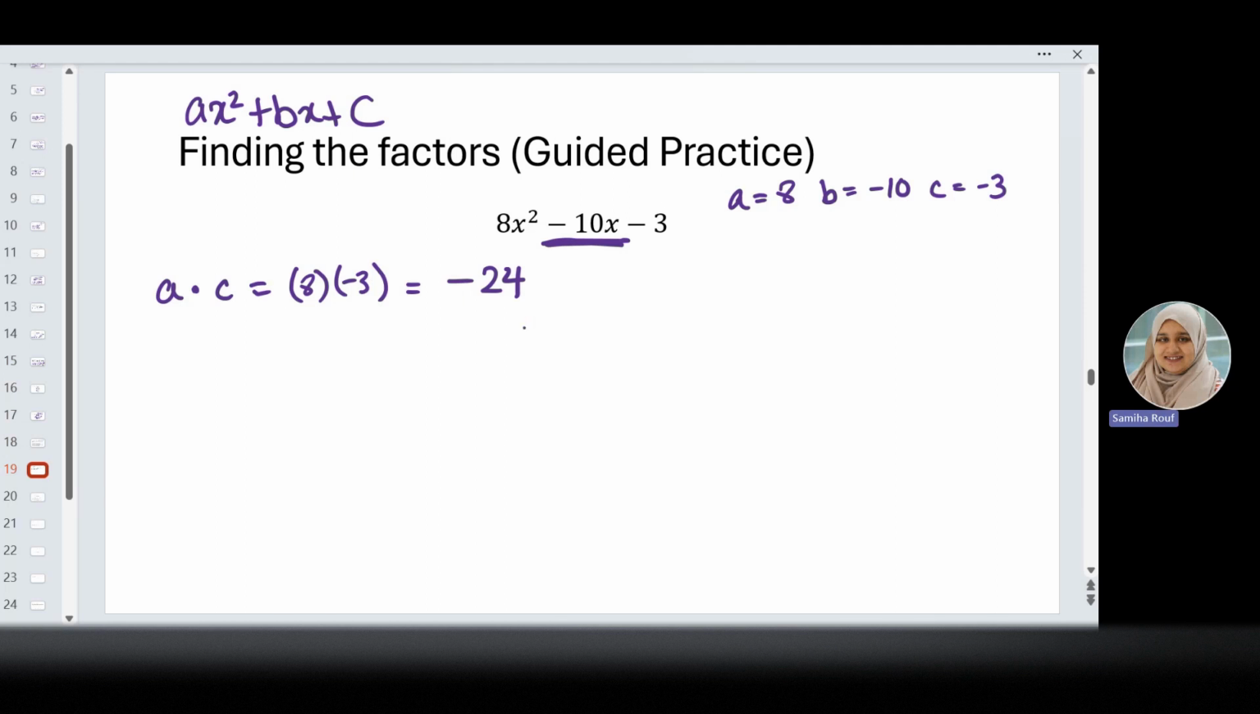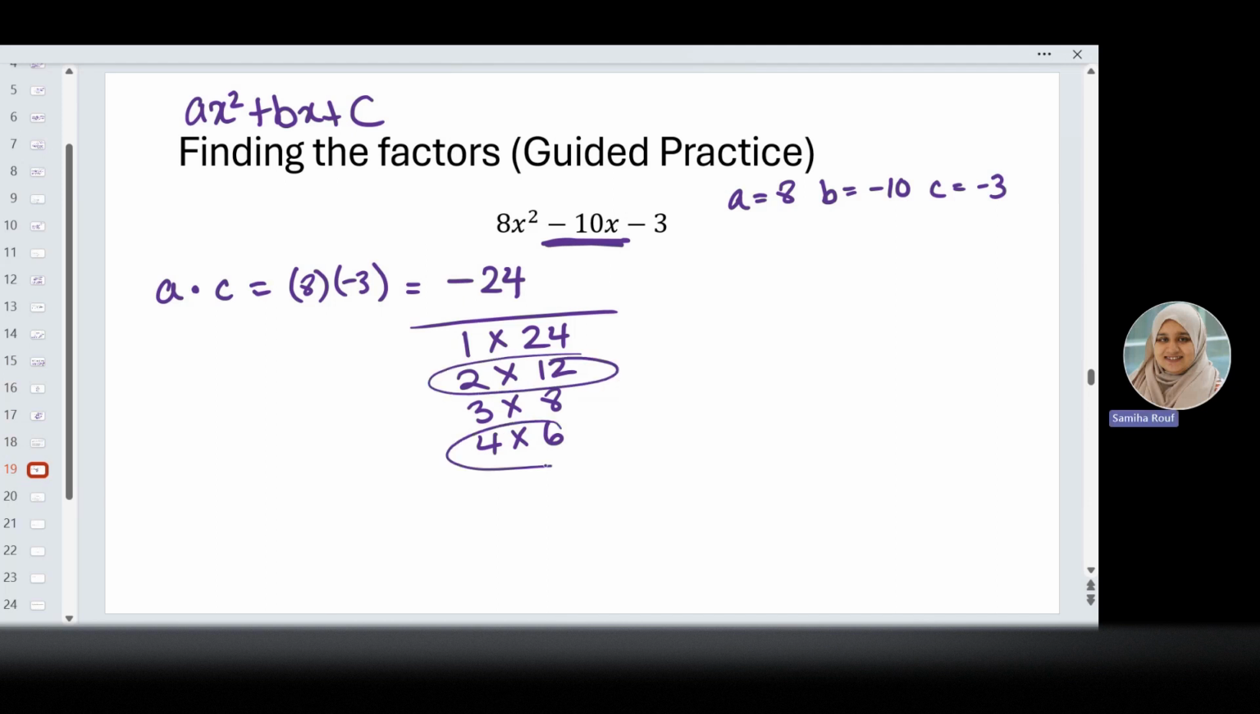So what are numbers that multiply to -24? Well, we always have 1 times 24. Then you're going to have 2 times 12. 3 times 8. And then 4 times 6. Okay, so those are all the possible pairs of multiplications. The goal is to find a pair that could give us -10. Okay, well, let's see. There's actually 2 possible pairs.